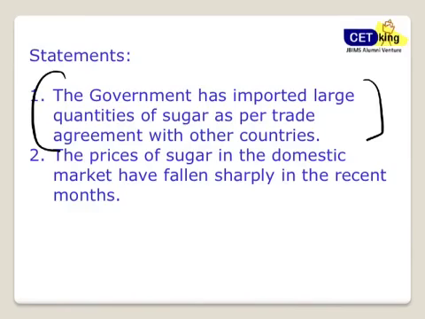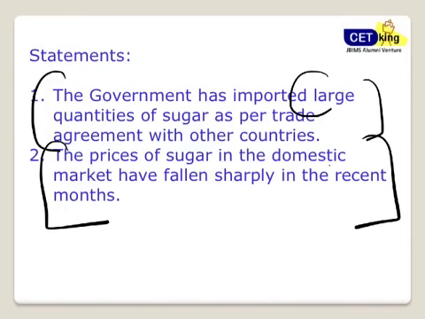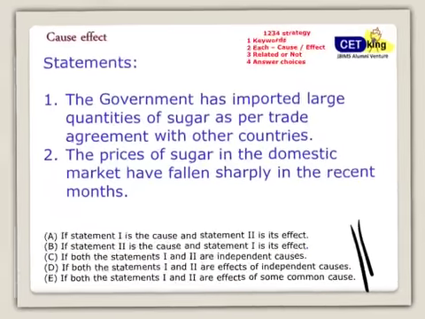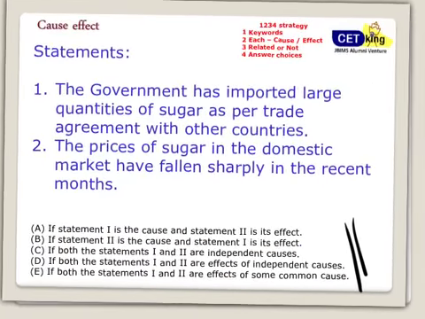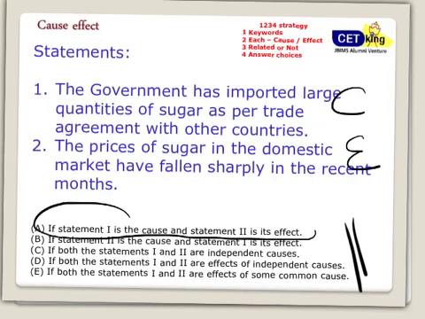Now if I combine them, can you find out what is the cause and what is the effect? Obviously I can say the government imported a large quantity of sugar as per the trade agreement is the cause, and the second becomes the effect. So if I now go back to my question here, first is the cause, second is the effect. So the answer is 1. 1 is the cause and 2 is its effect.